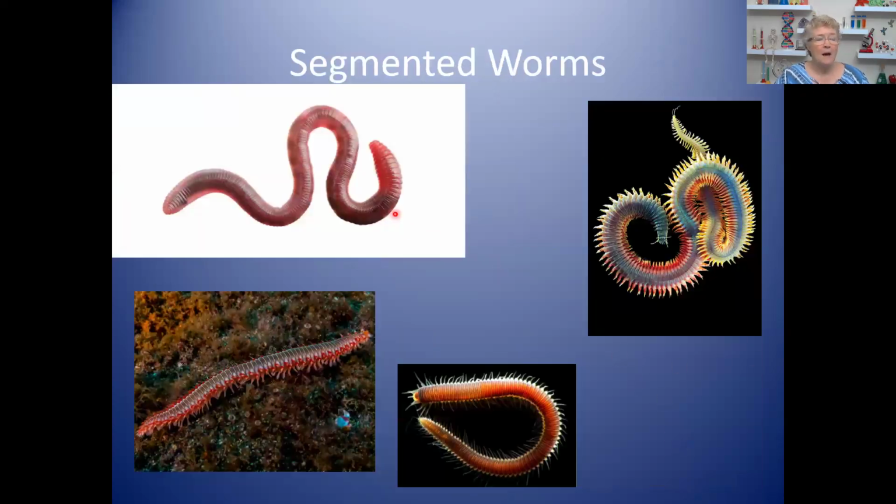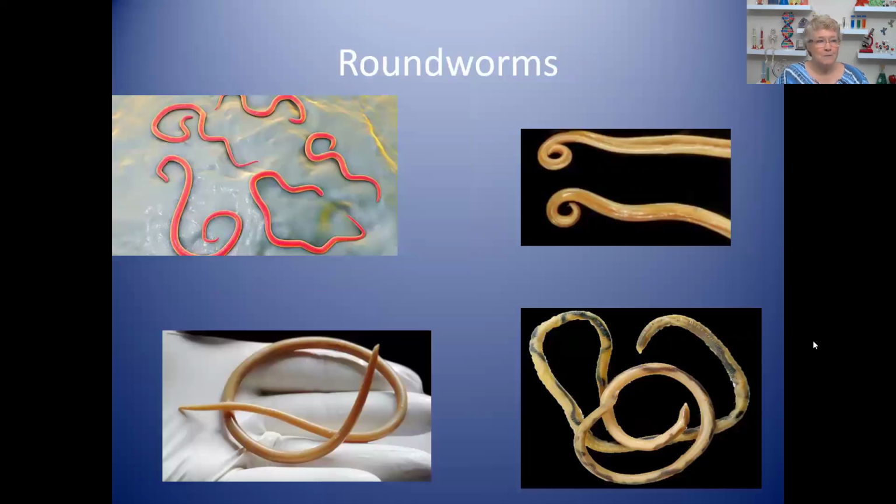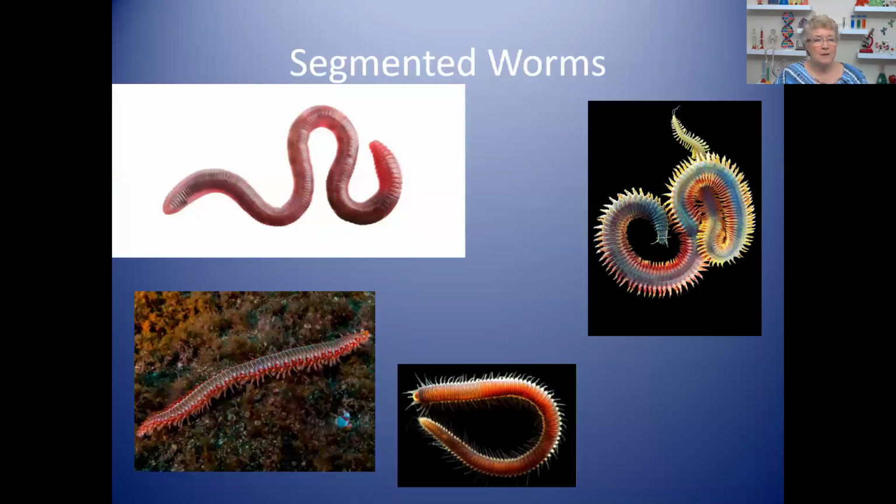Now, in segmented worms, I meant to say. So, roundworms. Yes, roundworms are different than the other ones because they are a tube. So next, after we have roundworms, now we go to segmented worms. We tend to think of an earthworm as being a segmented worm, but there's more. You can see all of these have segments in them, so they are a little bit different.